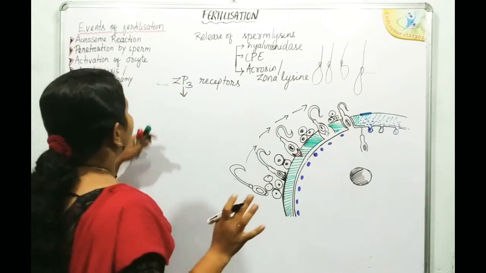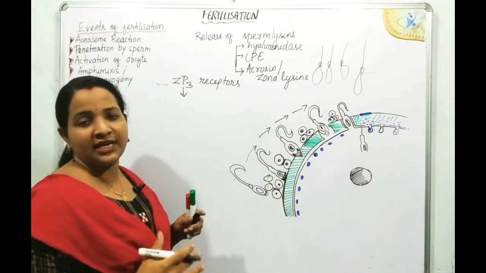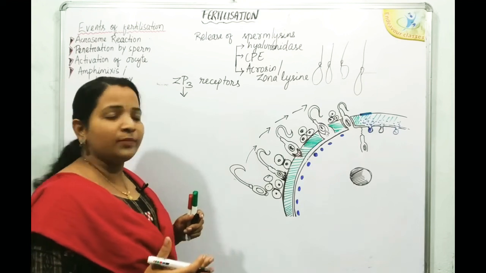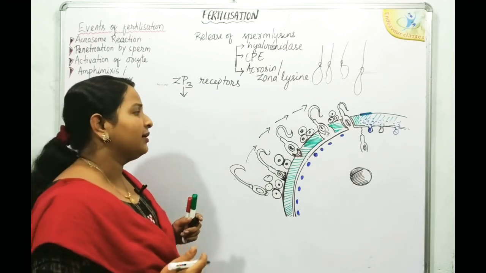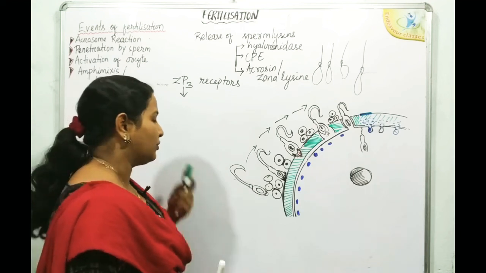And remember, this acrosome reaction occurs under the influence of certain ions like magnesium and calcium. Calcium ion is highly essential, and proper pH and proper temperature are also required.